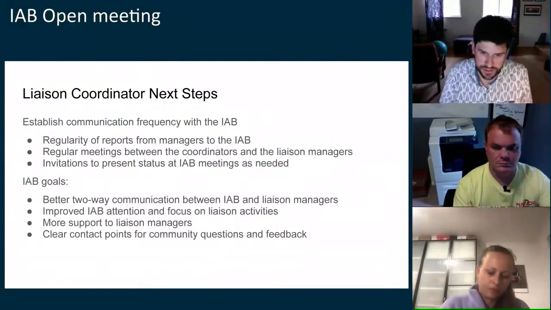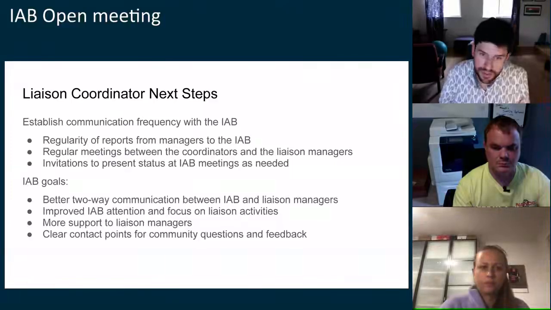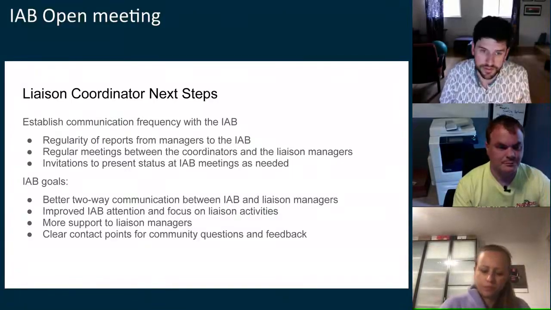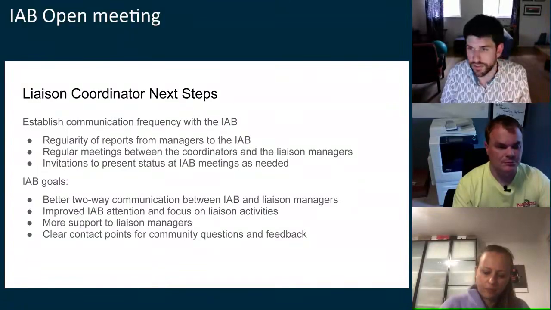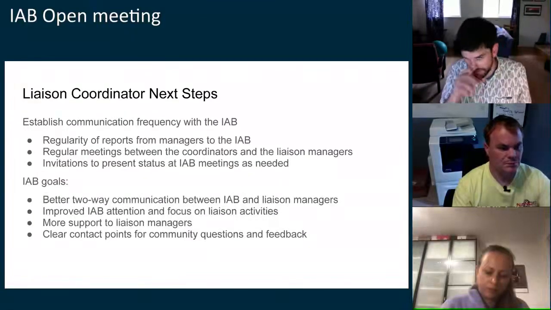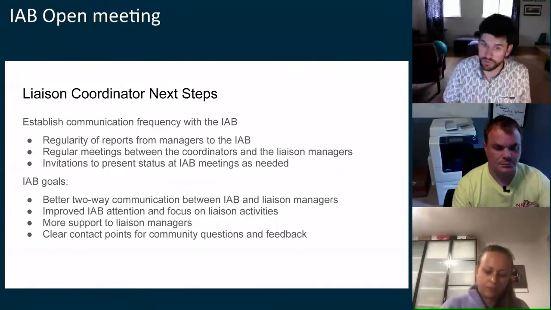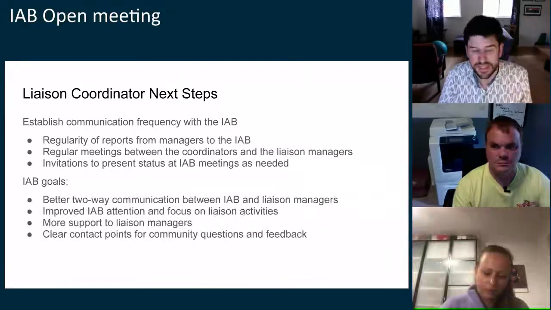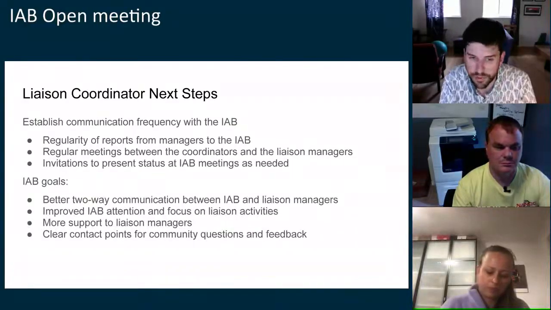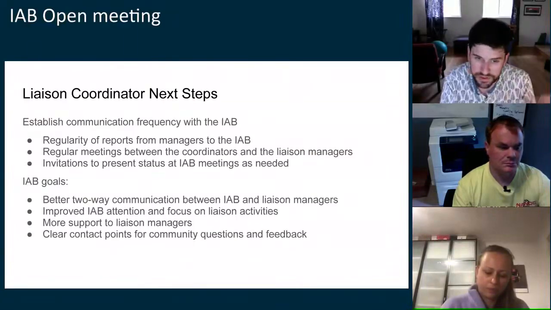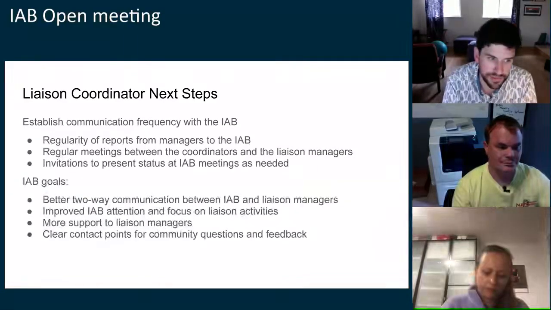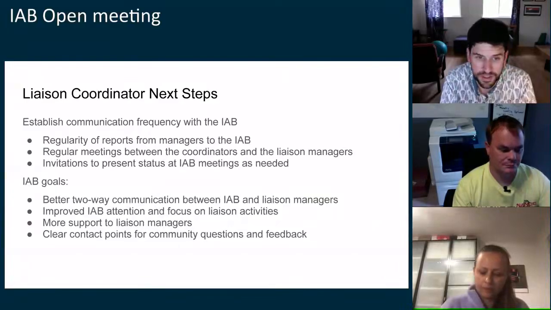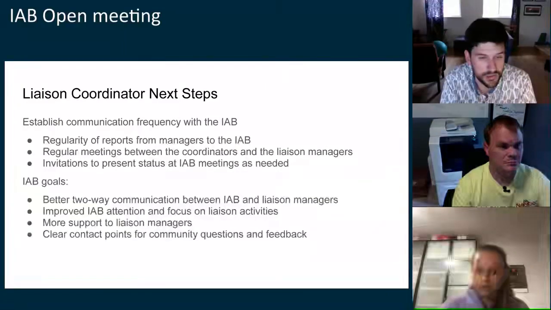And then overall, our goals as we're thinking about this are to improve the communication that we have to the liaison managers, improve the amount of attention and focus that we're giving to liaison activities to make sure that if there are things that we should be doing more proactively, we can understand what those are, support the liaison managers more in general, and also to have a clearer point of contact when people in the community have questions about what they should do for a given liaison. I think that's it here. So do we have any questions or comments on the liaison work we're doing?